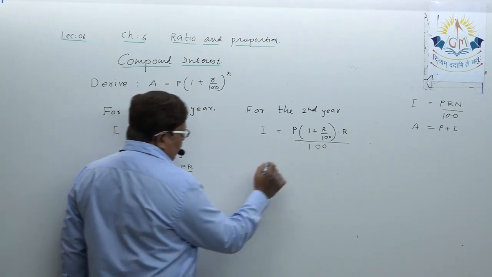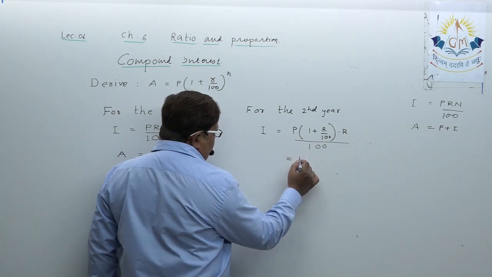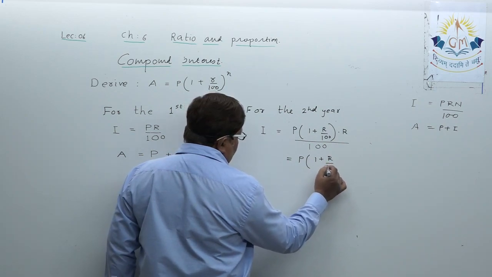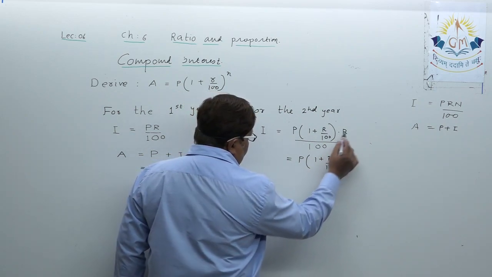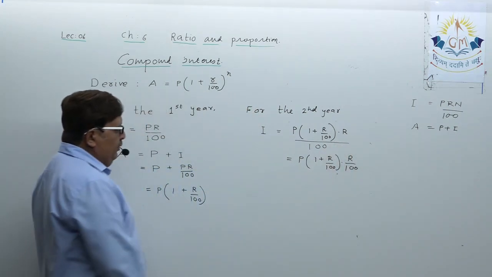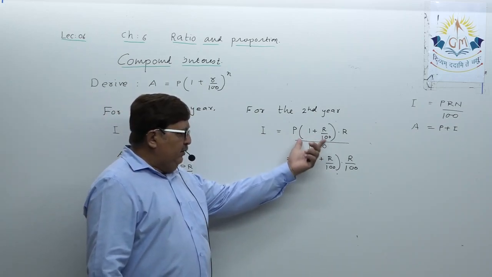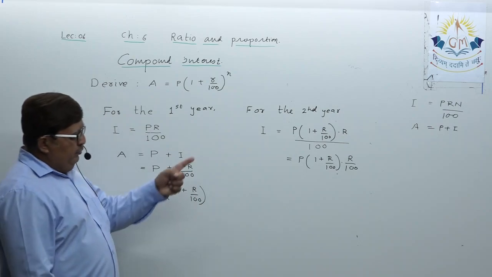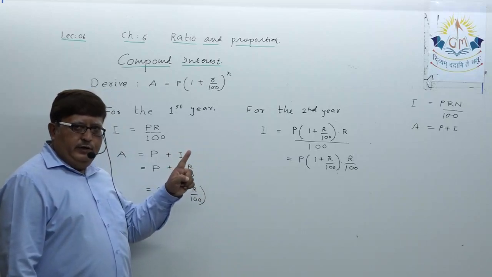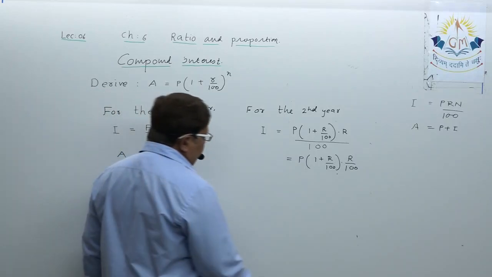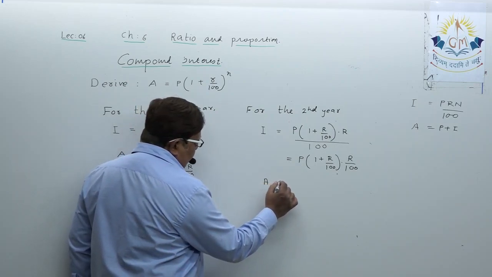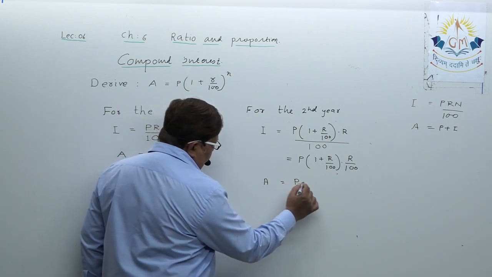Let us go for another. To make it more specific, can I write this way? P into 1 plus R upon 100. You know, dear student, I am just writing this way into R upon 100. I haven't made much modification. As it is, I have written. So this is interest for the second year. Let us find principal. Sorry, amount. What is the formula for amount? P plus I.